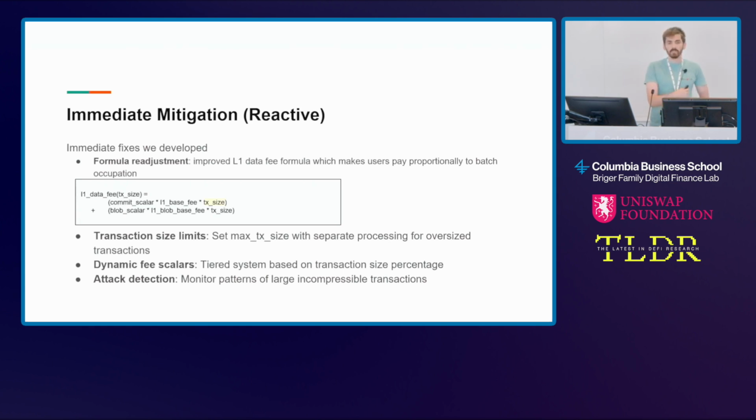So the immediate mitigation we can achieve is to perform a formula readjustment, where we take into consideration the transaction size for the commitment cost. And by that, we will eliminate the economic damage from this attack.